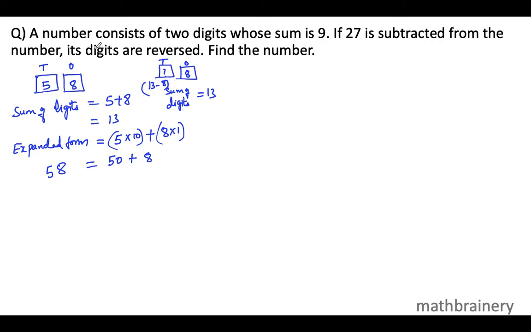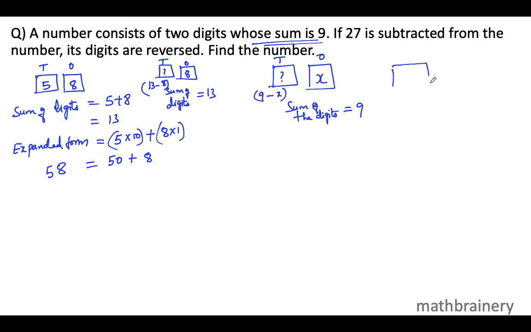Similarly, now I'll assume I have a 2-digit number. Let me assume the digit in the ones place is x. What is given? Sum of the digits is 9. Then what should be the digit in tens place? Obviously it must be 9 minus x. This makes sense. So what is your 2-digit number now? 9 minus x and x. This is your 2-digit number.